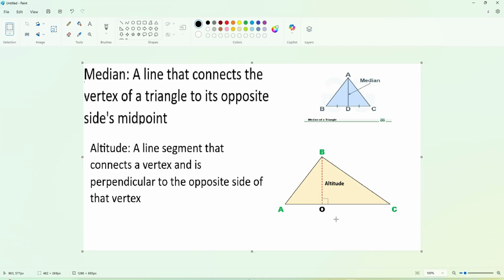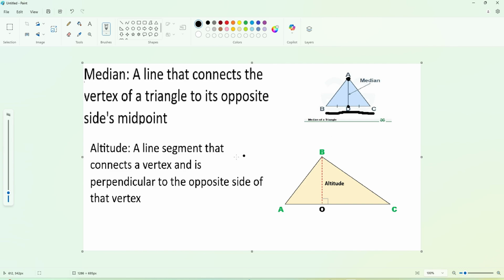A median is a line that connects the vertex of a triangle to its opposite side's midpoint. So, this is the median. This is the vertex in which it connects, and as you can see, side BC is the opposite side and it connects to the midpoint.